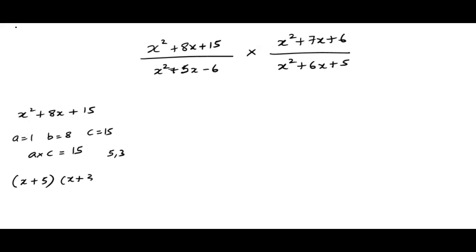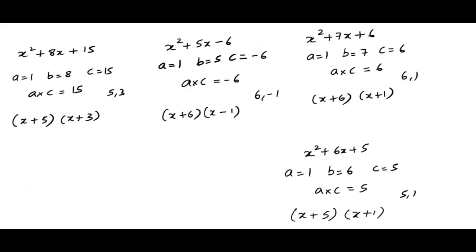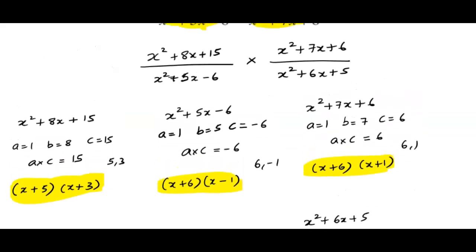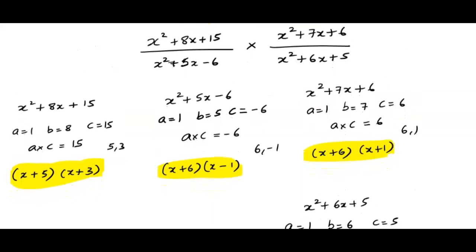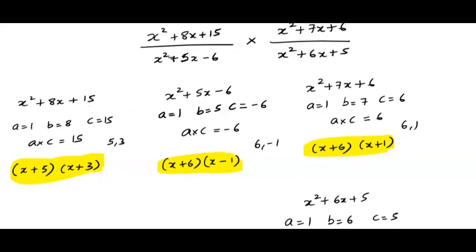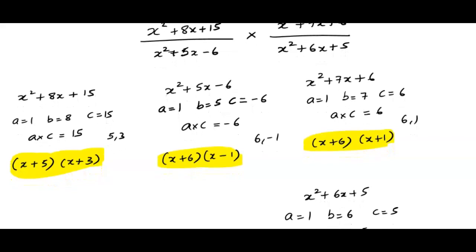As you can see, I've gone ahead and factorized the other three quadratic expressions in that question, so that's given me these four products. x plus 5, x plus 3, then this one here, and the third one, and then the fourth one. Now we are going to rewrite this question in its factorized form.